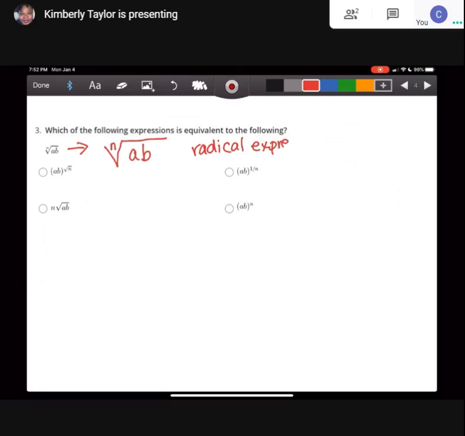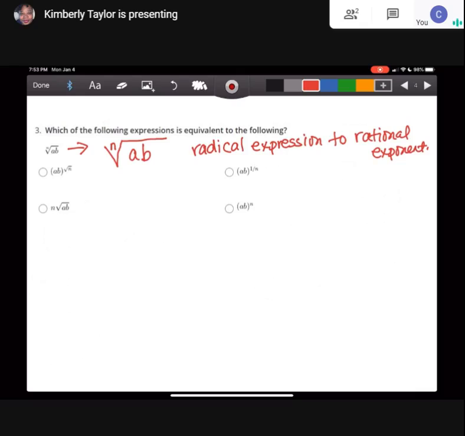So you're going from a radical expression to a rational exponent. This is some vocabulary, just so if you need to look this up, what this stuff means. I'm just giving you some vocabulary to go with this. So how do we translate this?